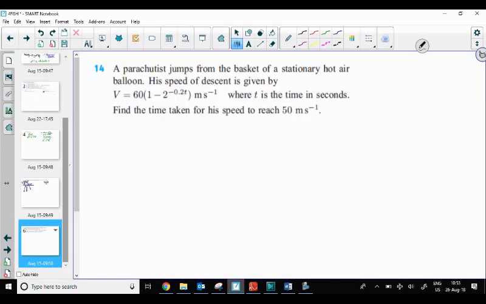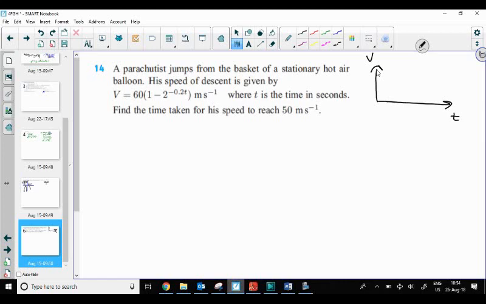And finally, from section H, which is further work with growth and decay, I just thought we'd look at one single word problem. Here we have a parachutist jumping from a hot air balloon. Now, we're interested in his velocity over time. So I want you to think about that without even looking at the equation. If we have their velocity compared to their time, how should this be changing?